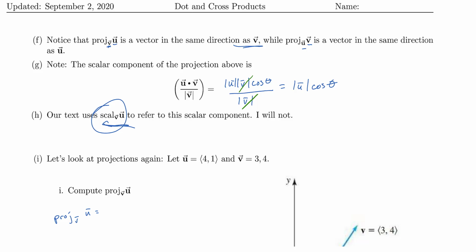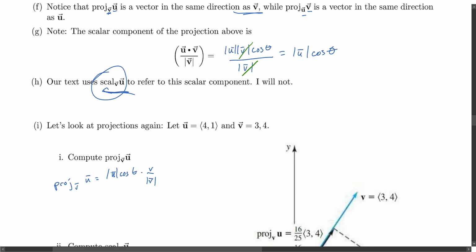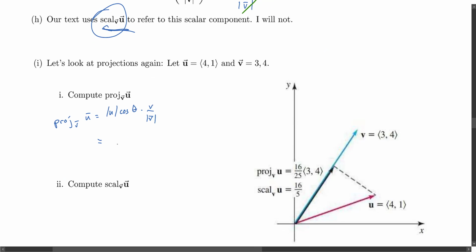So we could write this as the magnitude of u times the cosine of the angle between them times vector v, or scalar multiplied to vector v, divided by the magnitude of vector v. But I don't find this very useful for computational use unless you already have that angle. So instead, we're going to use the first definition I gave you, which is u dot v over v dot v times our vector v. Okay, so let's go ahead and compute that.